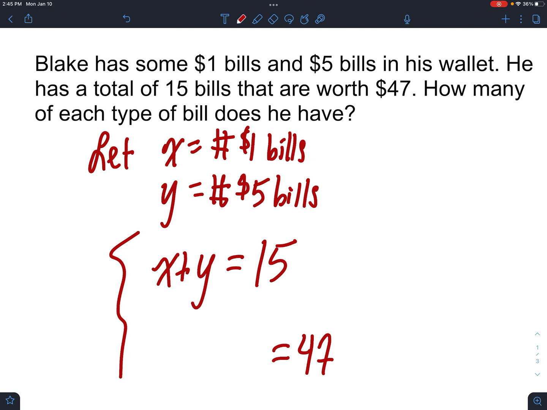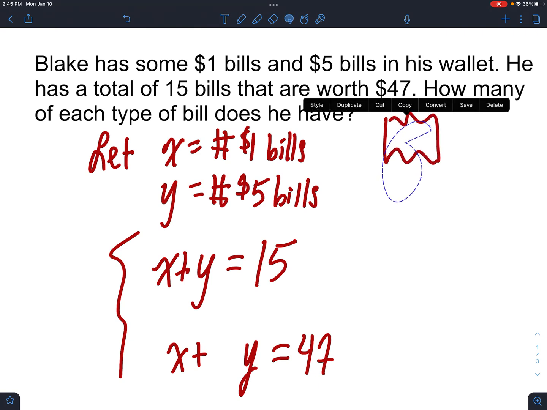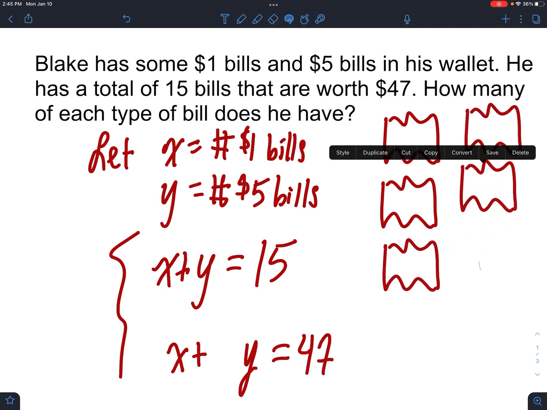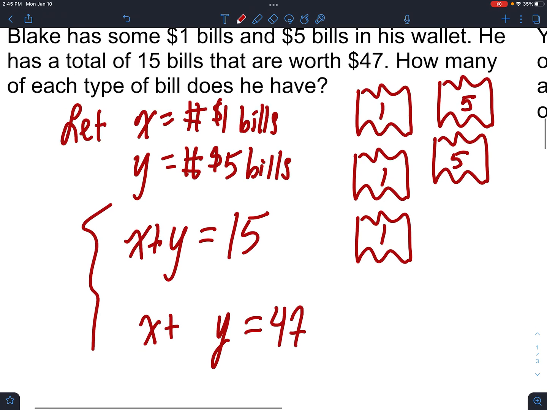So having one $5 bill is better than having one $1 bill. So I know I'm going to have to take x and y and multiply them by something to show their worth, right? Like, for example, let's see how many dollar bills we can make here. Let's see, something like this. So an example, right? If I have two $5 bills and three $1 bills, I have what, $13?